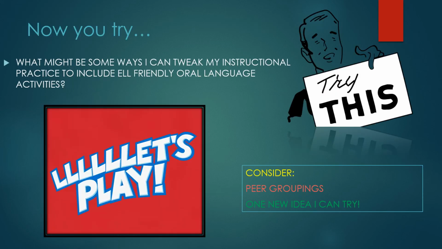Now you try. We have discussed 5 tips to encourage oral participation. And so we have a question for reflection. What might be some ways I can tweak my instructional practice to include ELL-friendly oral language activities? Consider peer groupings and one new idea that you can try. And don't forget to play some games.